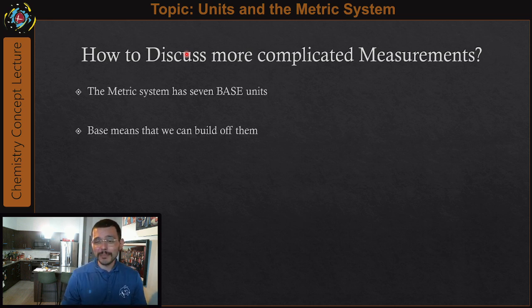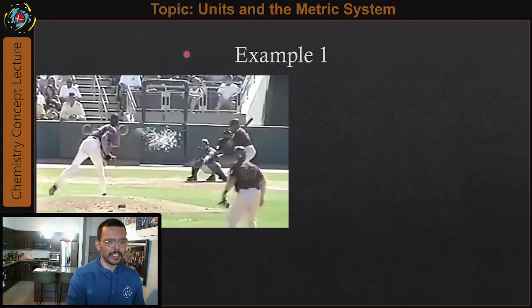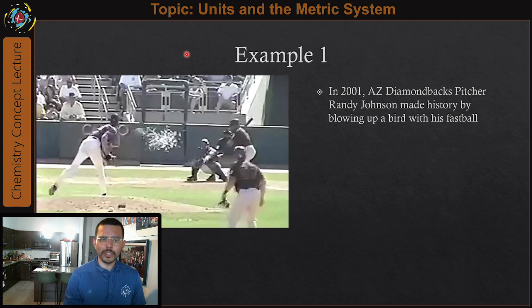The metric system is defined as base units. Base as in basic, as in we can do more with them. We can build with them. Here is one example, which comes from 2001. Arizona Diamondbacks pitcher Randy Johnson made history by blowing up a bird with his fastball. The odds of this happening are crazy, but essentially he pitched and a bird flew down, and his pitch was moving so fast that this bird exploded.